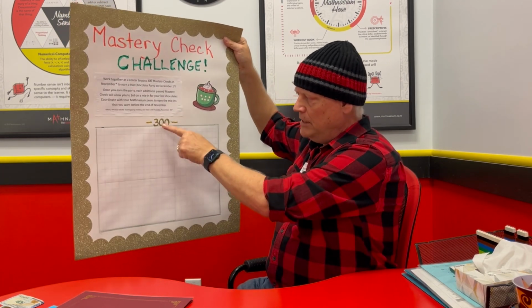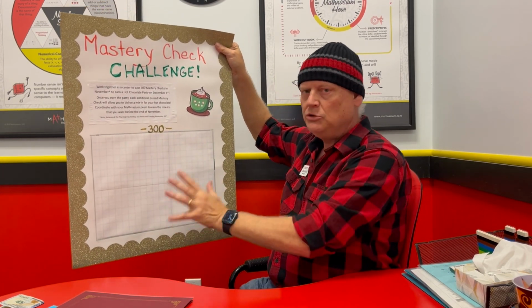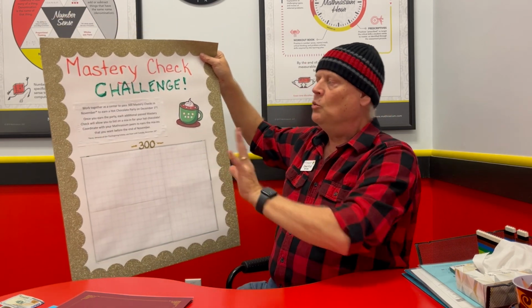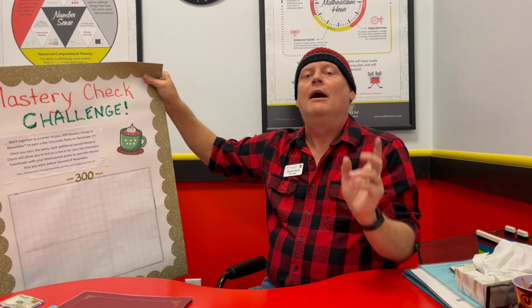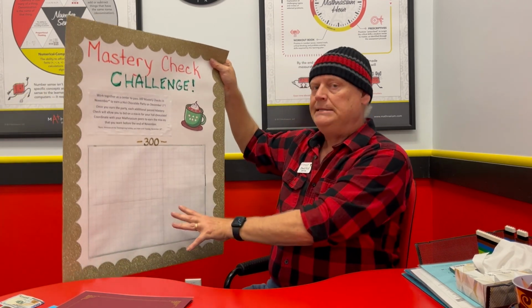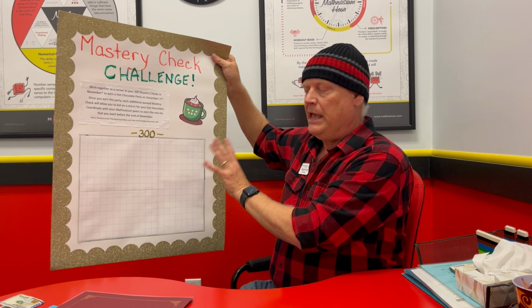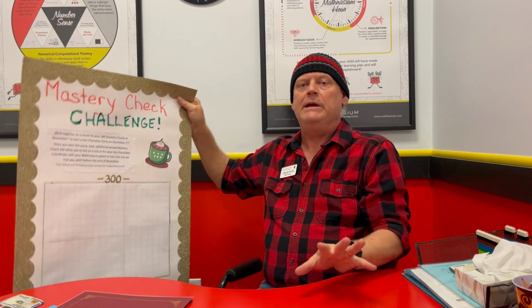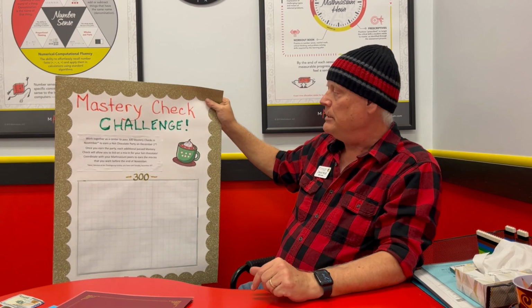And once we filled in all 300 of these squares with stars, then we're gonna get a hot chocolate party on December 1st. So the whole month of November, we're gonna try like crazy to get enough stars to have the hot chocolate party. And if we get it, then on the 1st of December, which is Thanksgiving weekend, that Sunday, so it sneaks up on you.